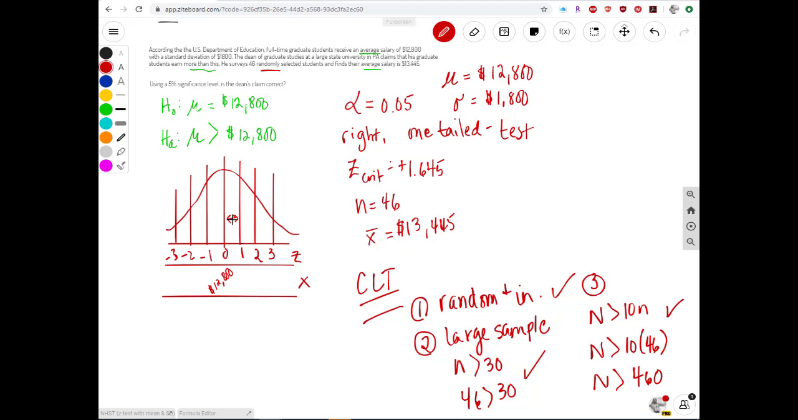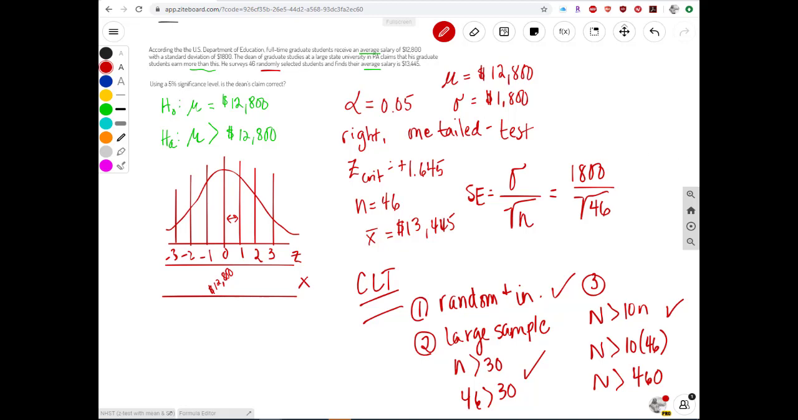Now we need to find this distance here, which is our standard error. So our standard error is our population standard deviation divided by the square root of n. So we've got our population standard deviation is 1,800. That's going to be over the square root of 46.